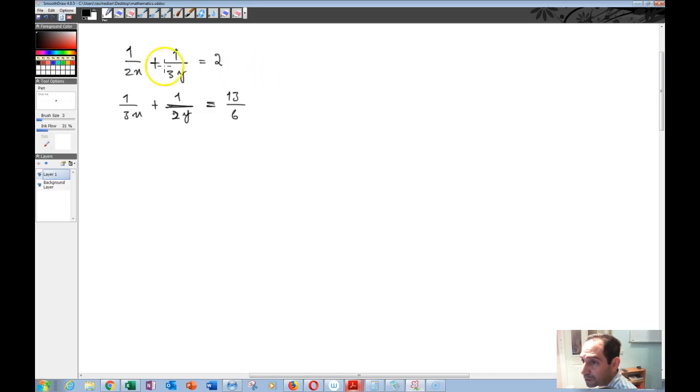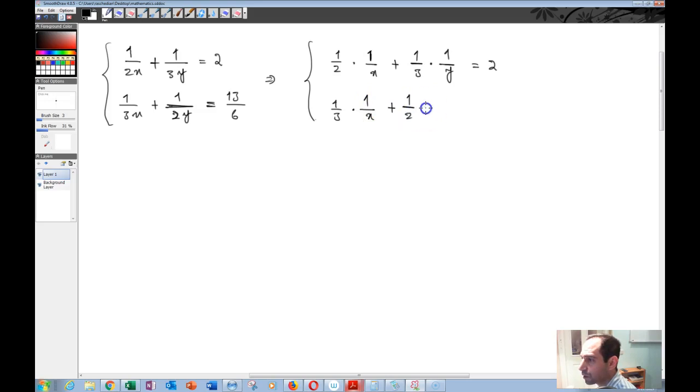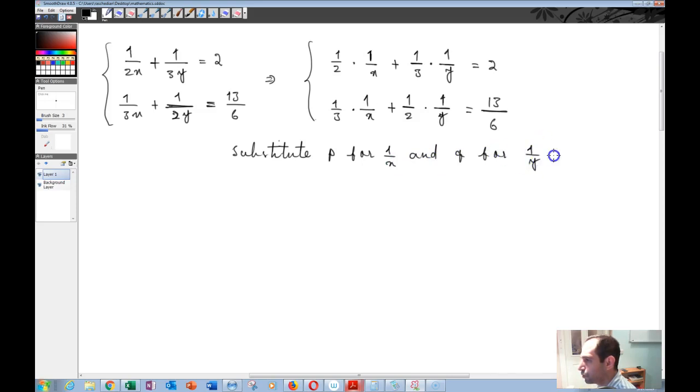So I can write this pair of equations as 1 over 2 times 1 over x plus 1/3 times 1 over y is equal to 2. And then here I can write 1/3 times 1 over x, plus 1/2 times 1 over y, that's equal to 13/6. And now I can substitute, for example, P for 1 over x and Q for 1 over y.